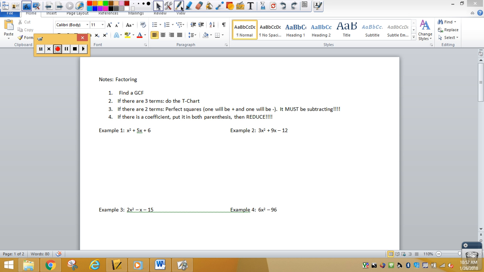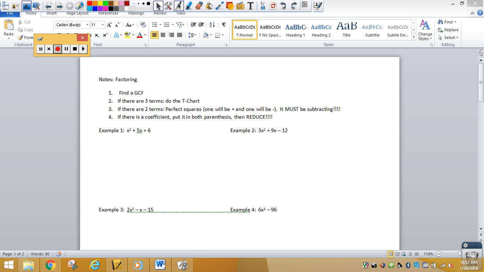First, you always want to look and see if there's a GCF. Then we're going to do the T-chart if there's 3 terms. If there's only 2 terms, then that means they're perfect squares. You can take the square root of them. One parentheses will be a plus, one will be a minus, and it has to be subtracting. That's the only way you can factor it.